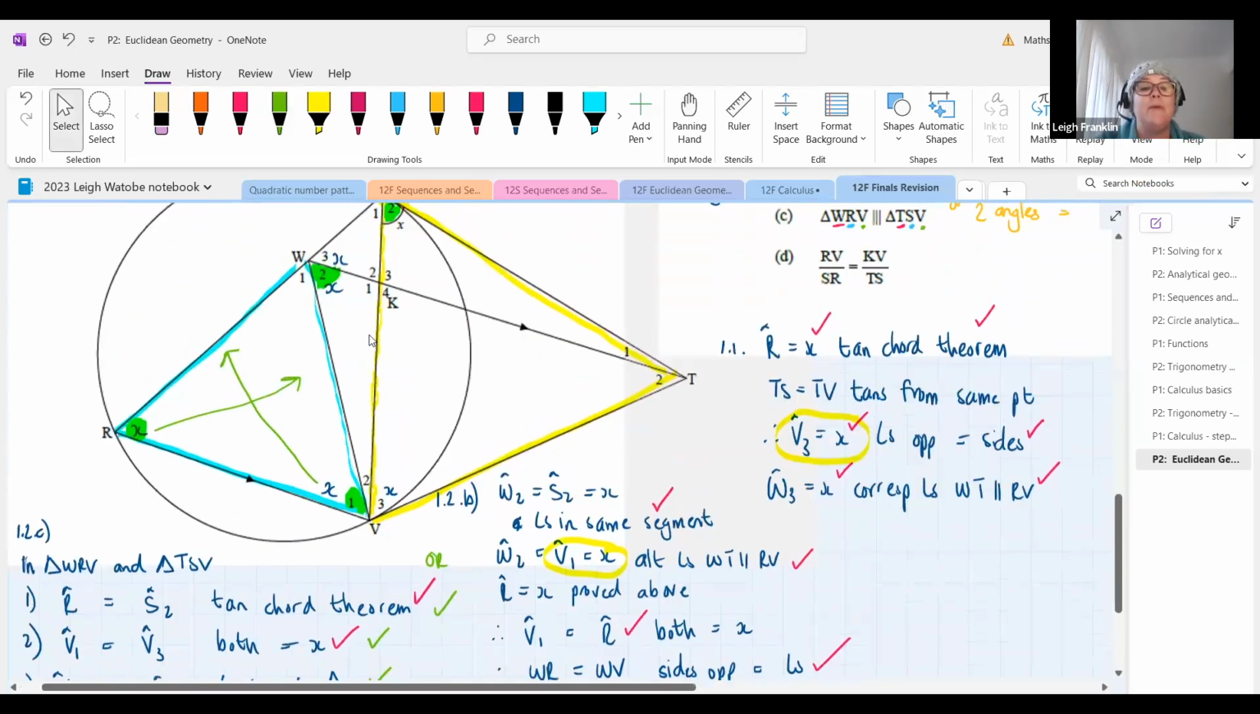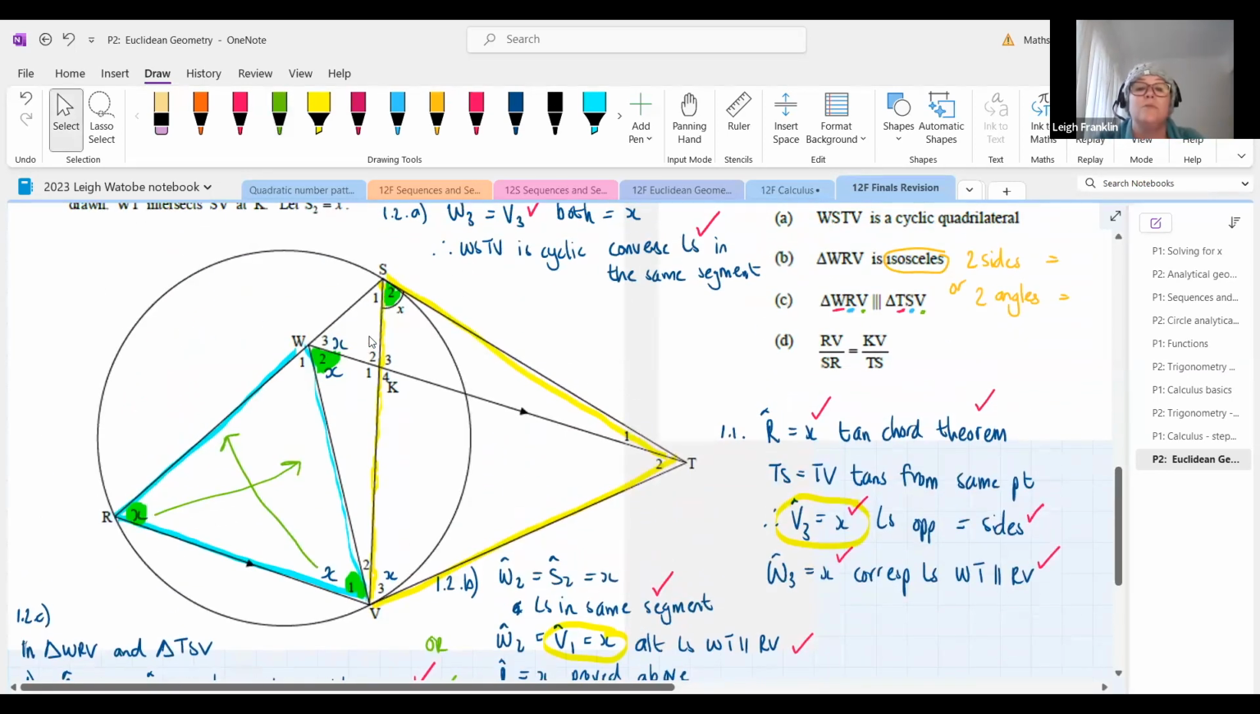Is everybody happy with how we've proved those triangles are similar to each other? Any questions before we move on? No? All right, let's jump into it.